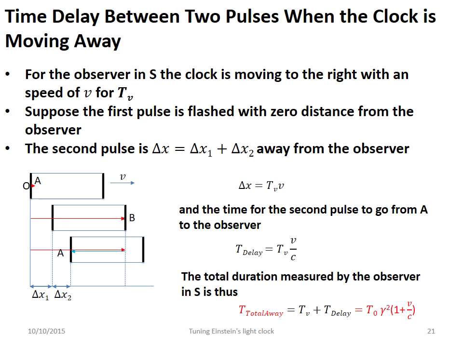The total duration measured by the observer in S is thus t total away equal to tv plus t delay, which is equal to t naught gamma squared times 1 plus v divided by c.